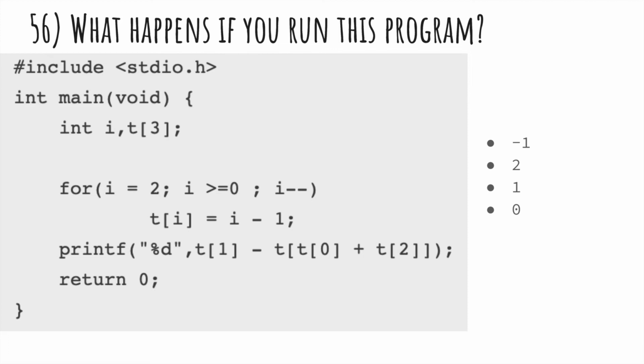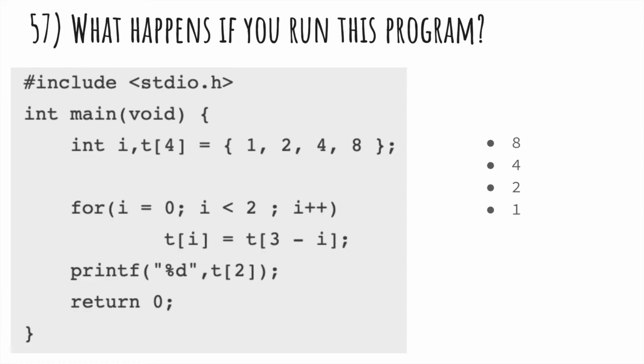And then you'll subtract whatever is in the parentheses. T of 0, that's -1, plus t of 2 is 1. -1 plus 1 is 0. So t of 0 is -1. And you have 0 minus -1, and that's equal to 1, and that's your answer.